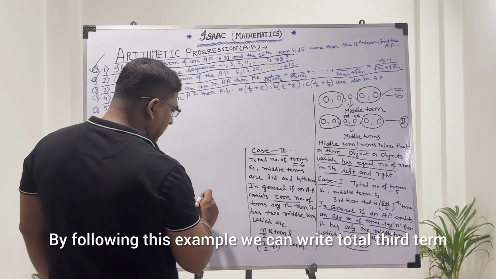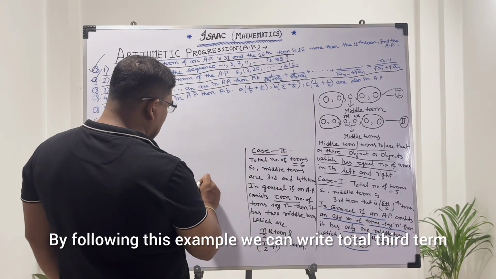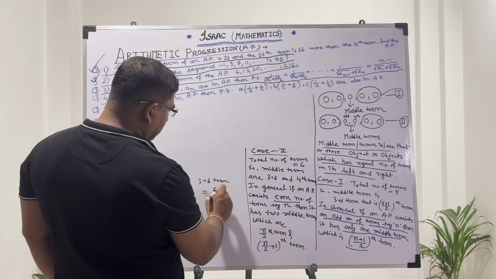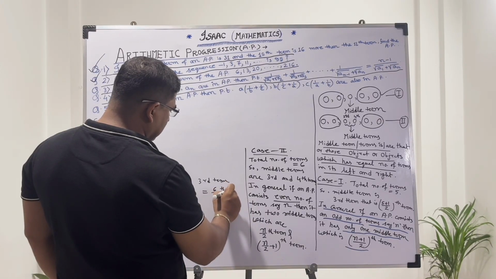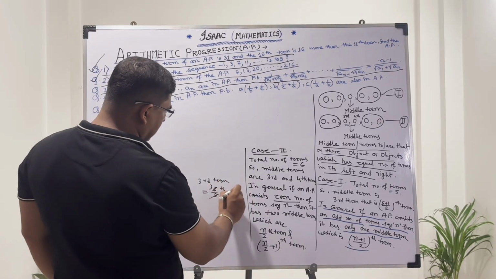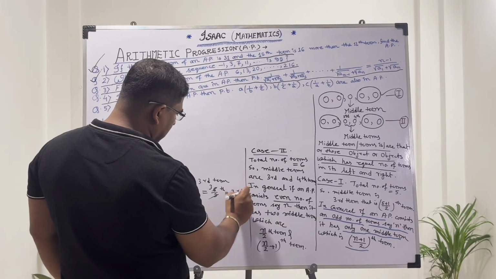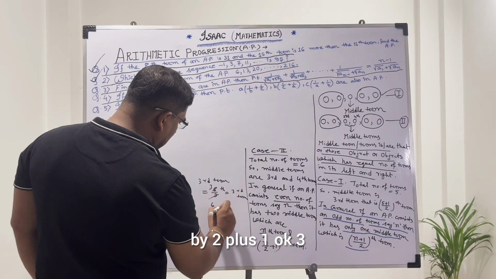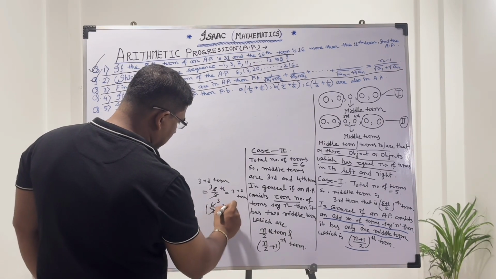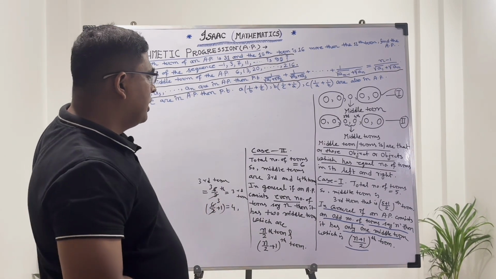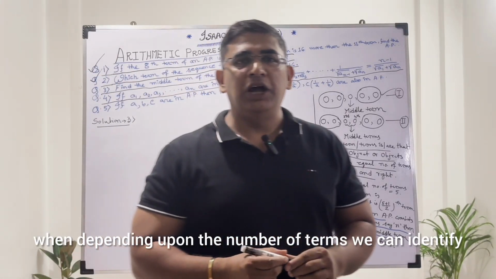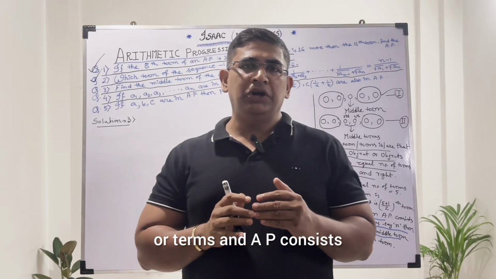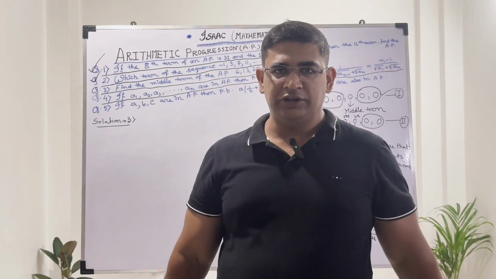By following this example, we can write the third term. Third term means 6 by 2 th, that is the third term. And fourth term means 6 by 2 plus 1, that is 3 plus 1, 4. Okay. So depending upon the number of terms, we can identify how many middle terms an AP consists of.